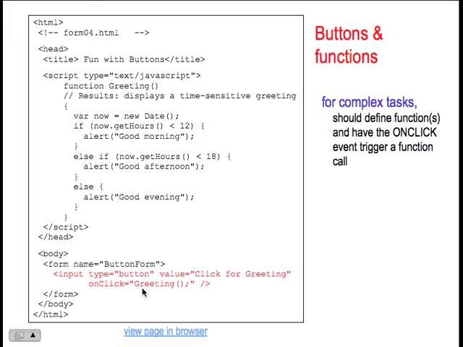So then on the button form itself, we're going to have a button that says click for greeting, and onclick is going to call the function greeting. This is the kind of better way to do it. It's a little cleaner. Put everything in the function, so we don't have to get the system date, figure out what it is, then go over here to run an alert box. So just call the function greeting, essentially.